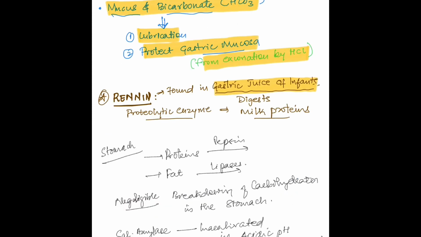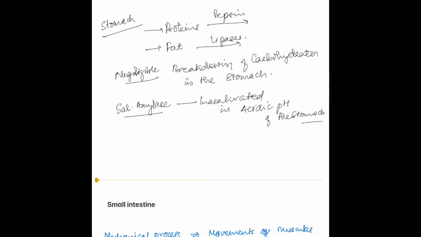And lastly, rennin is an enzyme present in gastric secretions of infants, and it breaks down proteins present in milk. Please do not confuse this rennin with renin, R-E-N-I-N. This renin is secreted by juxtaglomerular cells in kidneys.